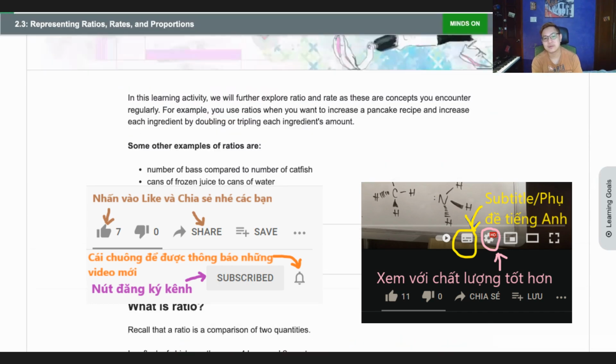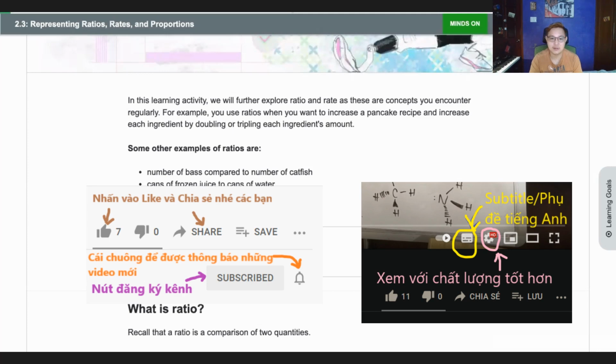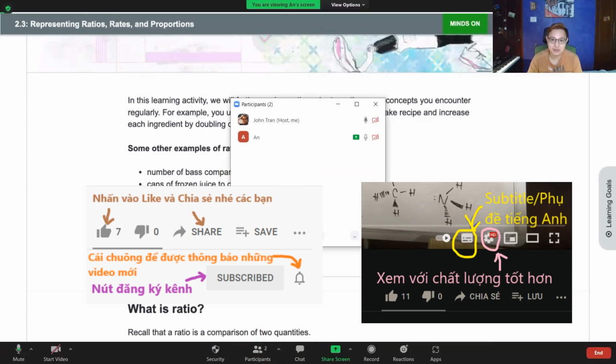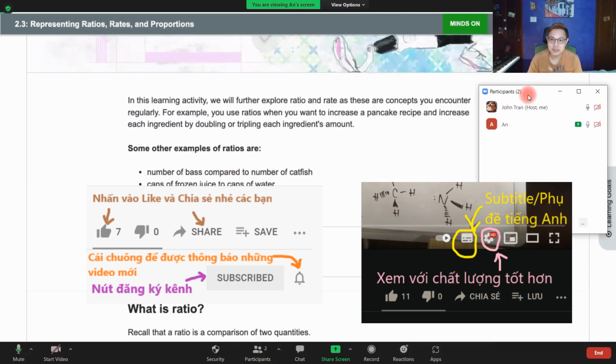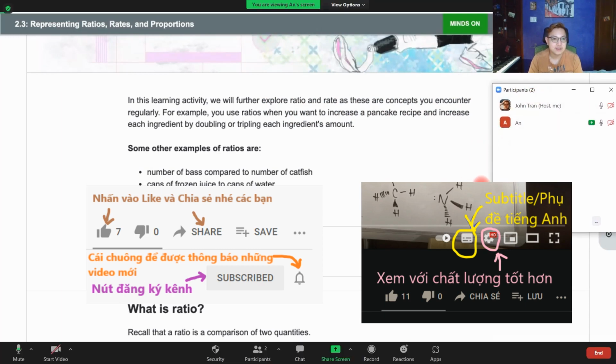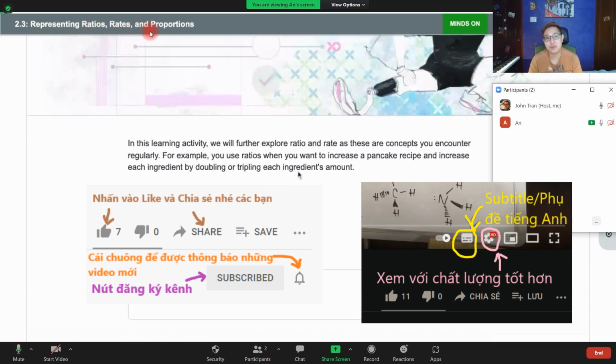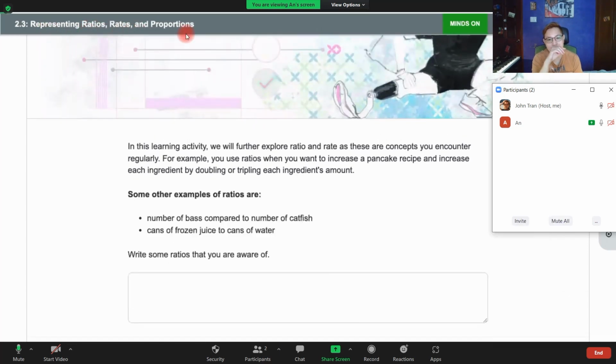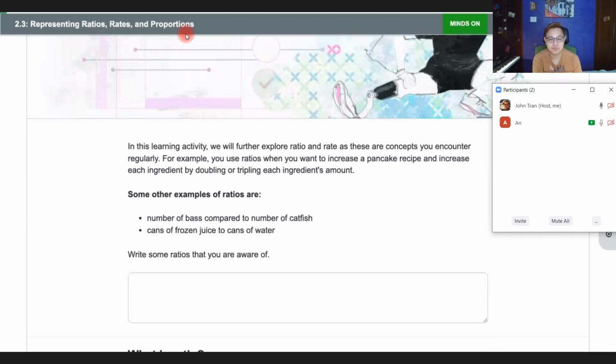So this is the one-on-one class. This is my student Anne, and he's working on his grade 9 math, isn't it? Yes. So what is the topic today? It's representing ratio, rates and proportions. Okay, so let's go through the easy one first.